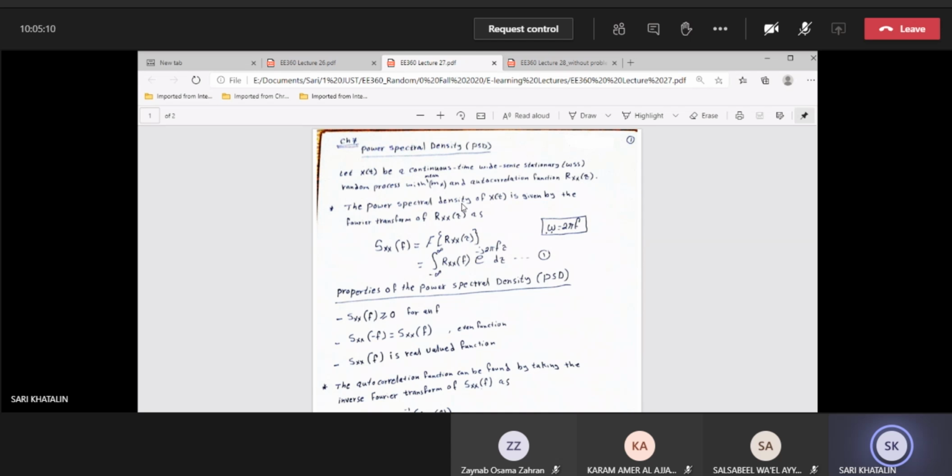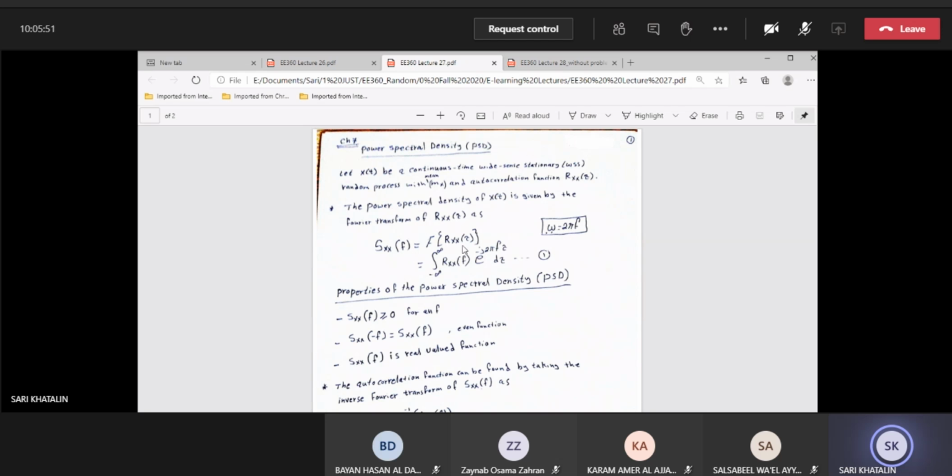Then the power spectral density can be found by using this equation, and we're going to refer to it as SXX of f, where f is the frequency in hertz, which is the Fourier transform of the autocorrelation, as you can see here. We all know how to do the autocorrelation, nothing new here. So that's basically how we find the power spectrum density: if we already know the autocorrelation, we just find its Fourier transform, and that will be the power spectrum density.